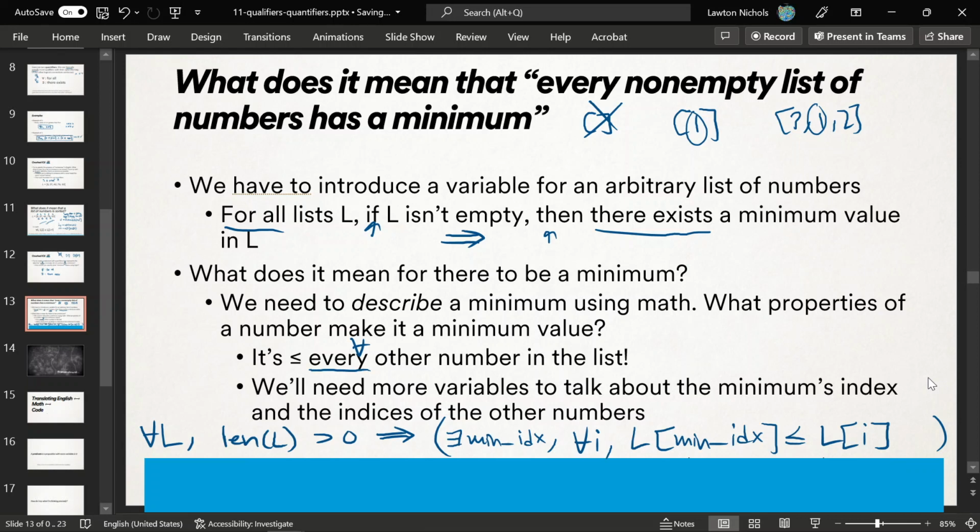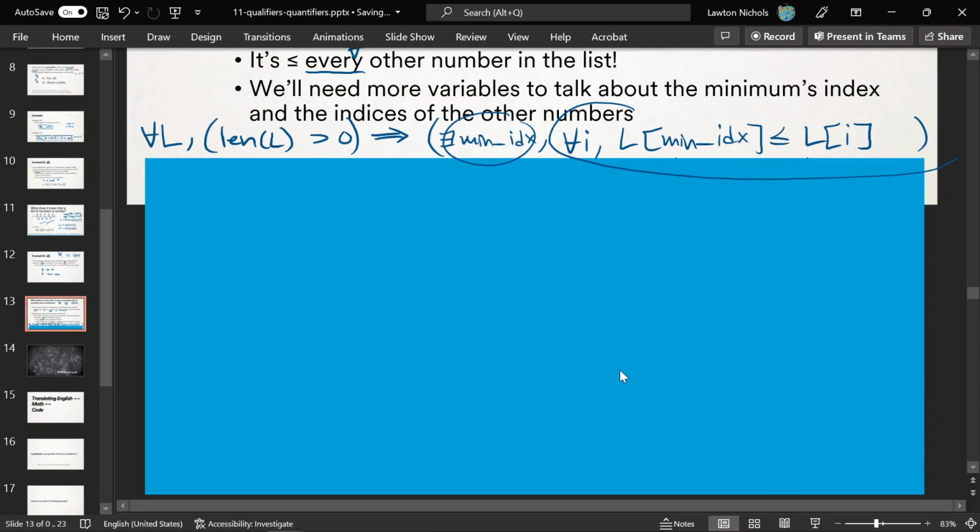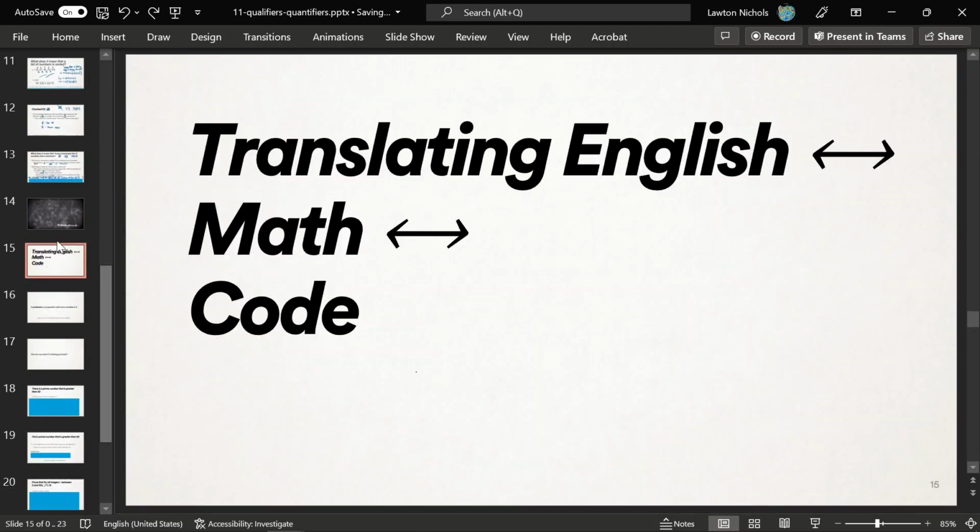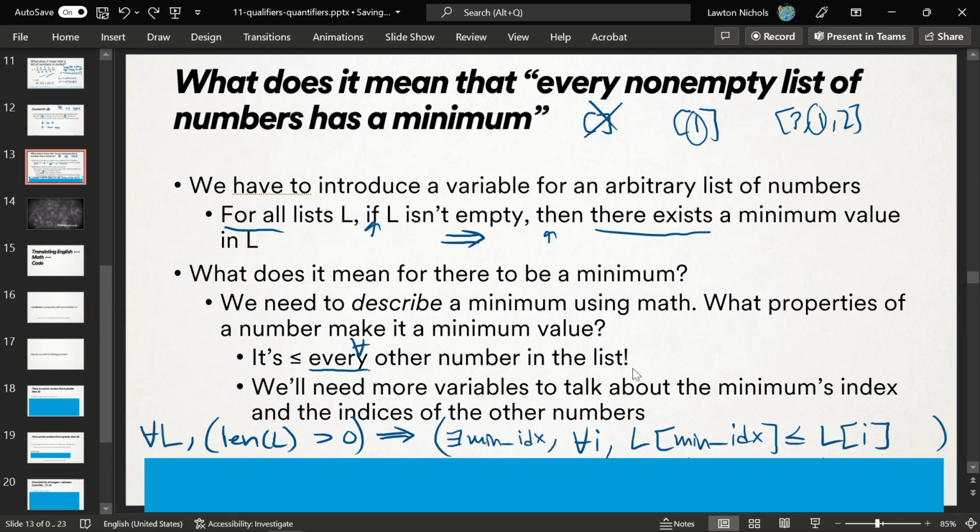Did that make any sense at all? Hopefully with me talking it out at the same time, but that is the math. It's like all of this, if this is true, then all of this is true. That's what we would like to express. So for all lists L, if that length is greater than zero, meaning it's not empty, then there exists a minimum index such that the rest of this is true. There exists a minimum index such that for every other index, even including that one, the value at that index is less than or equal to the value at every other index, because we're trying them all with the for all. Okay?